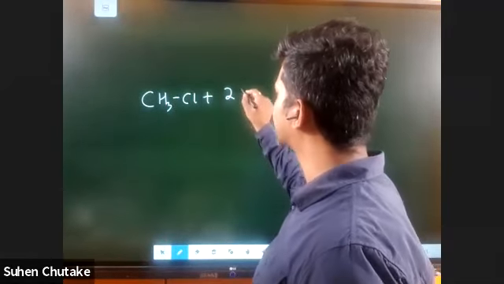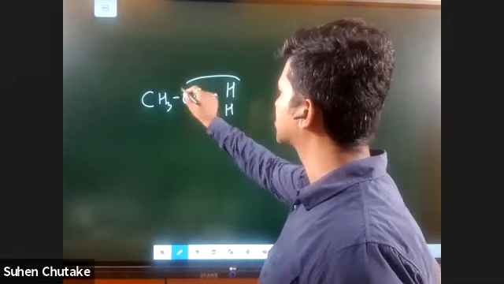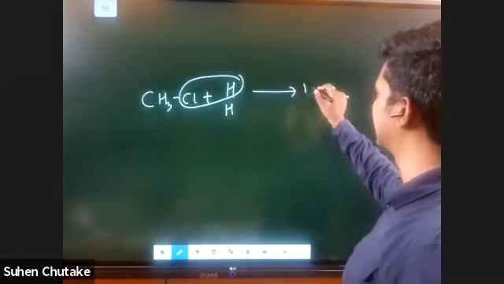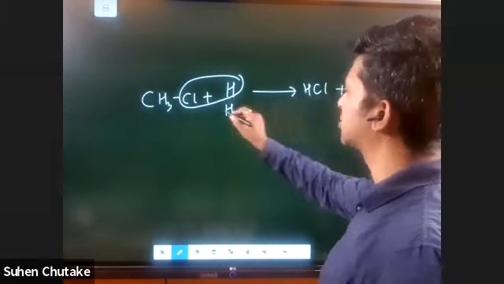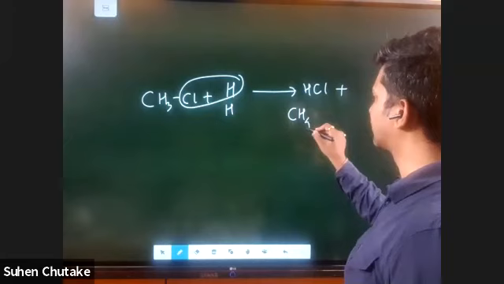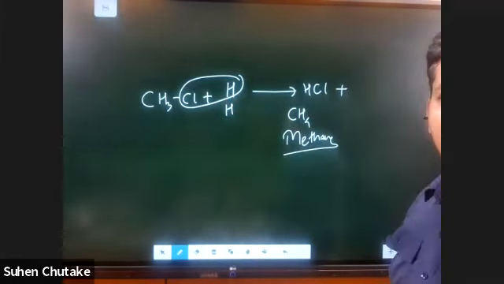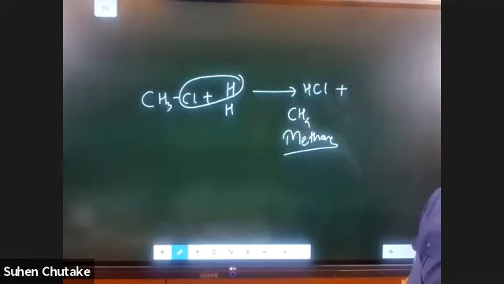CH3Cl, then we added two nascent hydrogens. Two nascent hydrogens we can write like this. One H and one Cl combined to form HCl. And then the other H will get attached over here, forming CH4. So we prepared what? Alkane. Which alkane did we prepare over here? Like that we can prepare a number of alkanes. Yes or no?